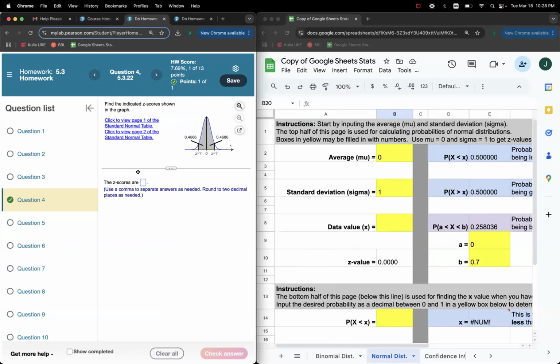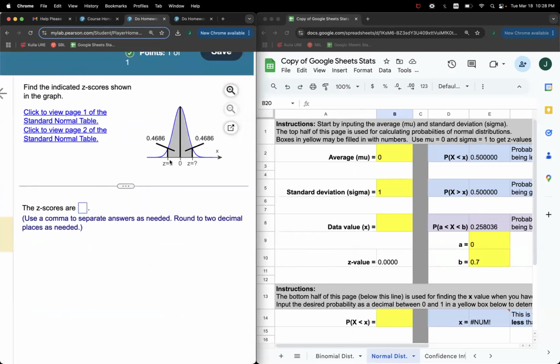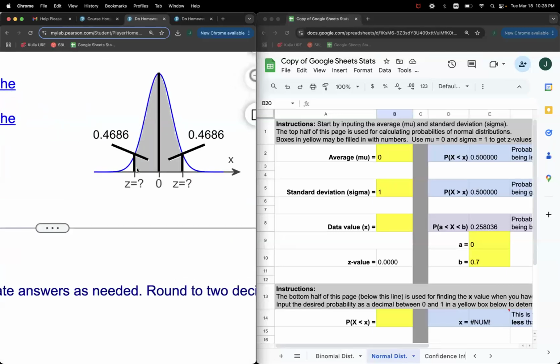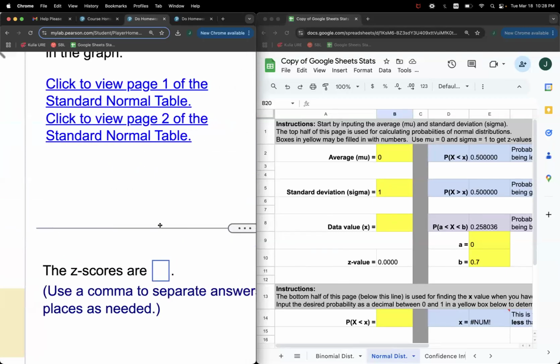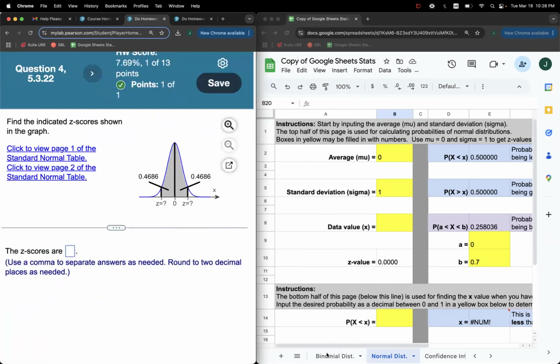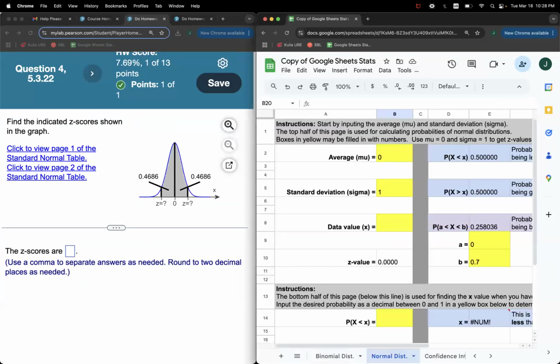Question number 4 from 5.3. It says find the indicated z-scores shown in the graph. So look here, they give you a normal distribution, right? It's a normal table. They give you the table to check, but we're not using the table. We're just gonna use our good old faithful Google Sheets. So I'm gonna go to normal distribution since I'm looking for z-scores. Make sure your mu is set to 0, sigma is set to 1 because that's the standard mean and standard deviation if I'm talking about z-scores, right? It's normalized to 0 and 1.